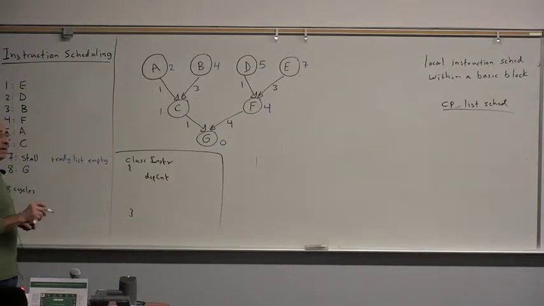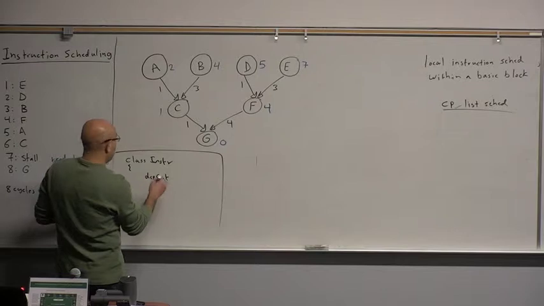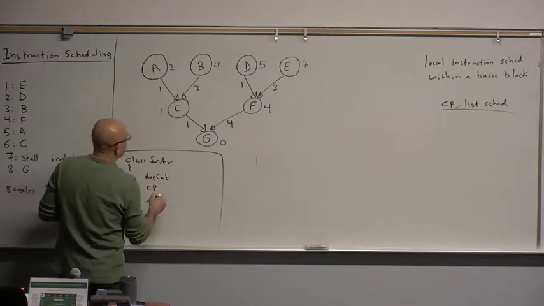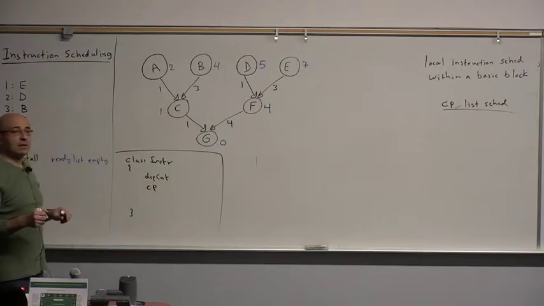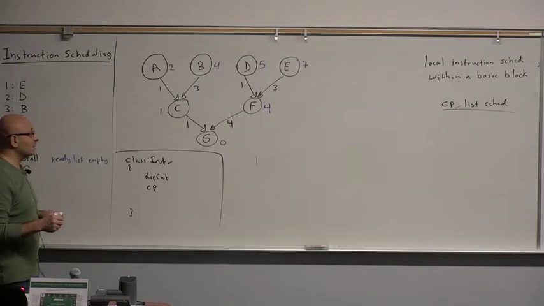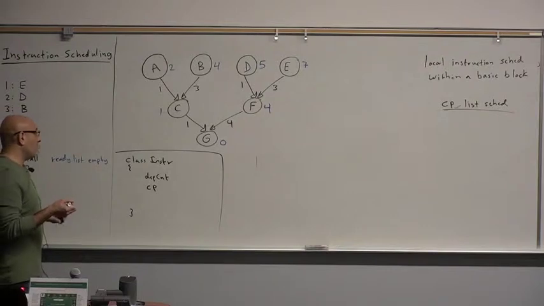What else do you think I need to store for each instruction, to track for each instruction in this algorithm? The cost for the priority. OK, so the dependent count, the critical path distance. Yes, CP distance. And what else? What nodes are connected to it? Well, yeah, so that's part of the graph representation.